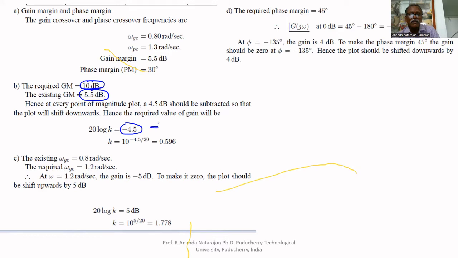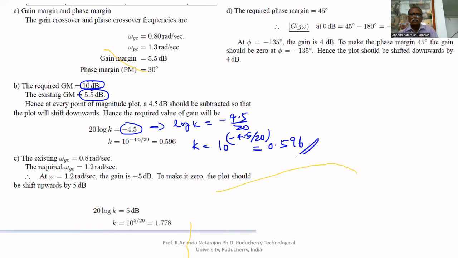Therefore, this implies log k equal to minus 4.5 divided by 20. Therefore, k equal to 10 power minus 4.5 divided by 20. That is equal to 0.596. Question is, how should the gain be adjusted so that the gain crossover frequency is 1.2?